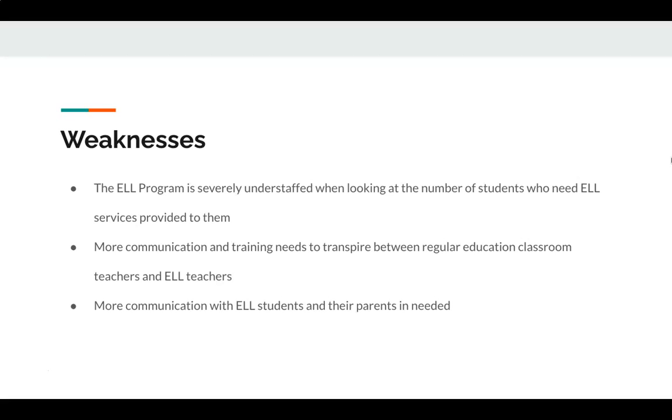And then lastly, more communication with ELL students and their parents is needed. So there seems to be a better understanding of the program and everything that it offers with the ELL students, but there's definitely a bit of a pitfall whenever it comes to their parents. So we definitely need to be intentional about looking at that being an improvement area going forward.